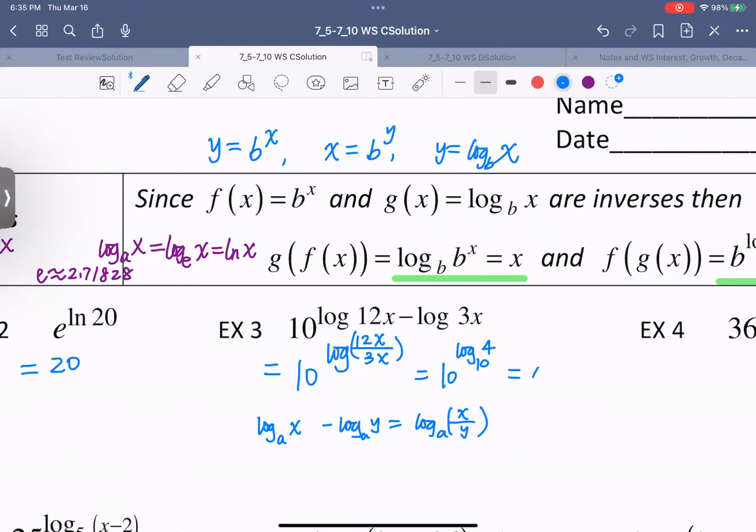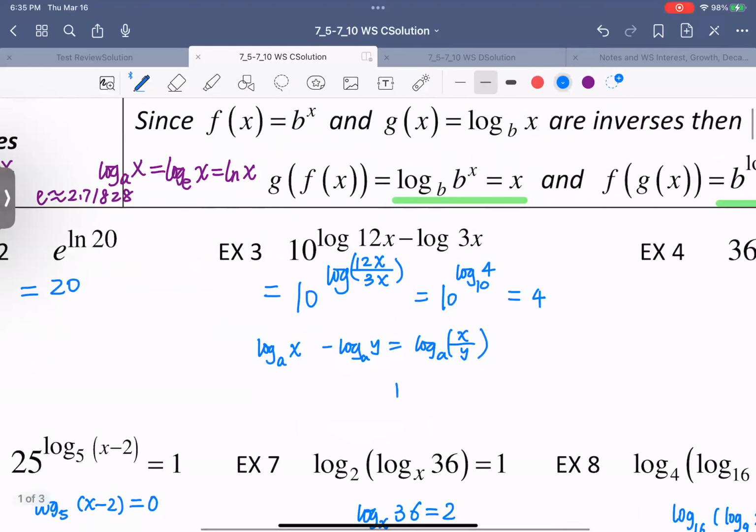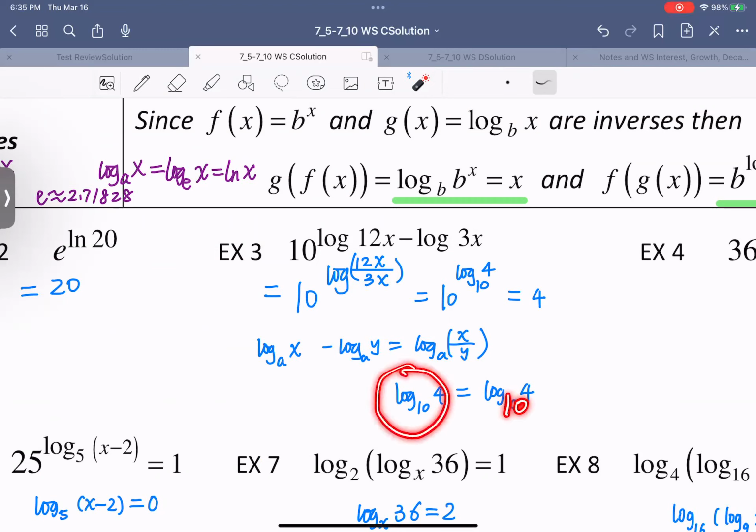Because, why this is 4? Because look, do you agree that this equals this itself? Is this true? Yes. And based on the exponential and log definition, that guy to the power of that guy is this guy. Make sense? That's the base. This is the exponent. This is the result. That's why this equals this. Make sense? Makes sense. Okay.